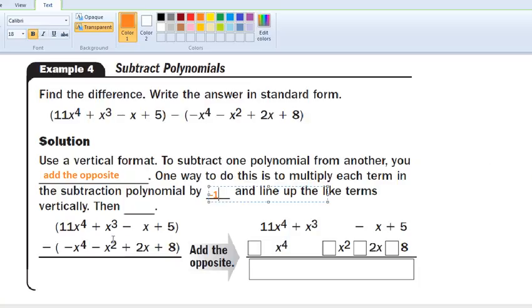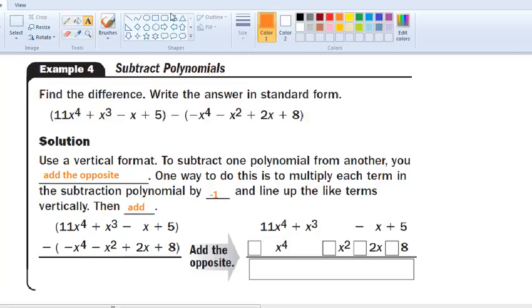And we're going to line up the terms vertically. Then what we do is add. And it makes it a little bit easier to add. Okay, we'll start here. This may confuse a few people, this vertical format. You don't have to do it vertically. In fact, what a lot of people like to do is just do all the changes right here. You can do that. But let's go ahead and do this.